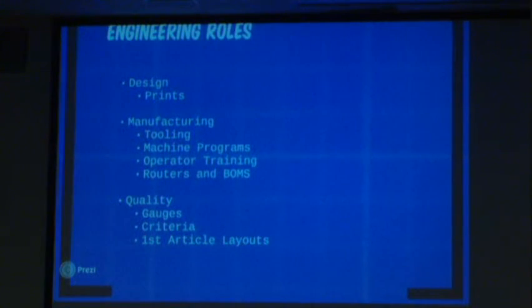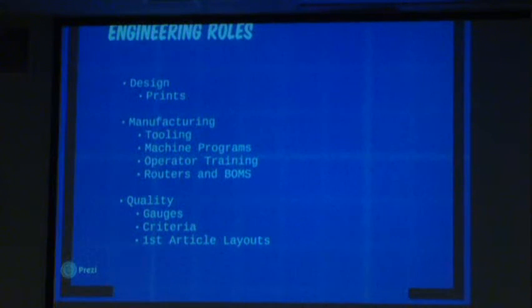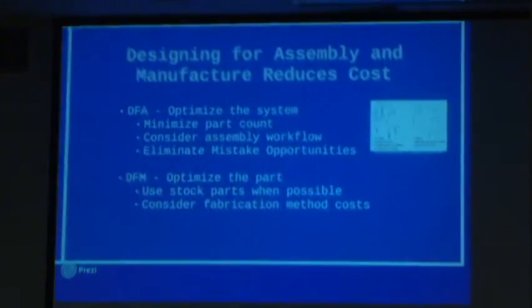First article layouts. When you make a first run of a part in a manufacturing process, you'll lay out the first run, measure every dimension, things like that, and make sure that it's all up to snuff. So that's the general breakout. Like I say, that varies a lot, company to company, industry to industry, but the basic concept holds.